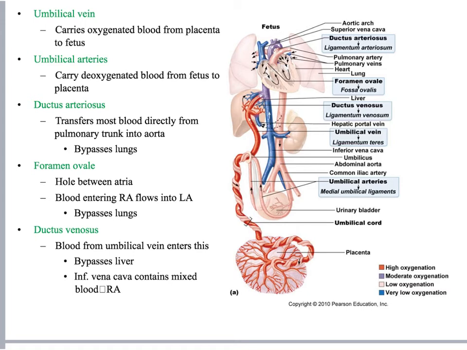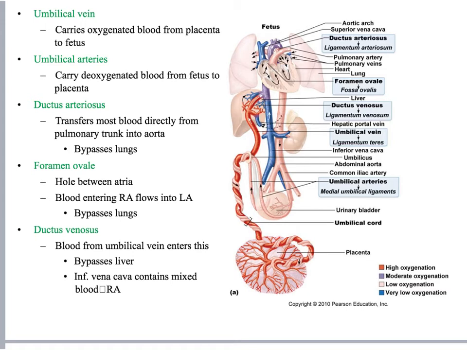And then the last shunt is the ductus venosus. Most of the blood from the umbilical vein enters this, and this allows blood to bypass the liver because the liver is another structure that just doesn't finish until very late in development. This means that in a fetus, the inferior vena cava contains mixed blood going directly into the right atrium. And what I want to talk about now is what happens when that infant is born.